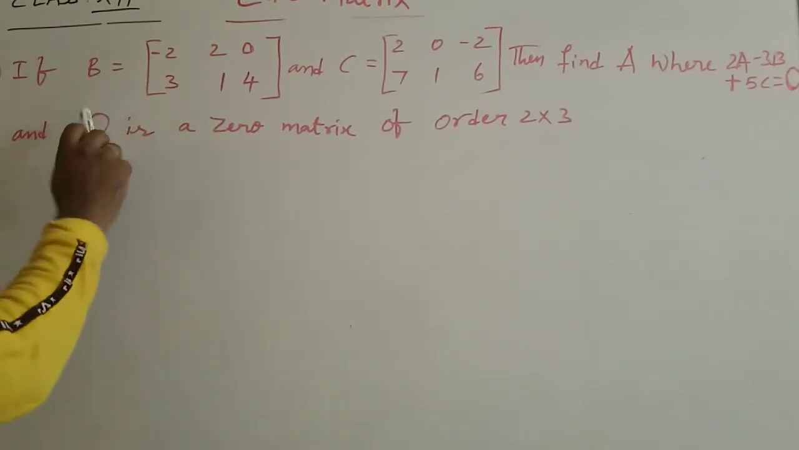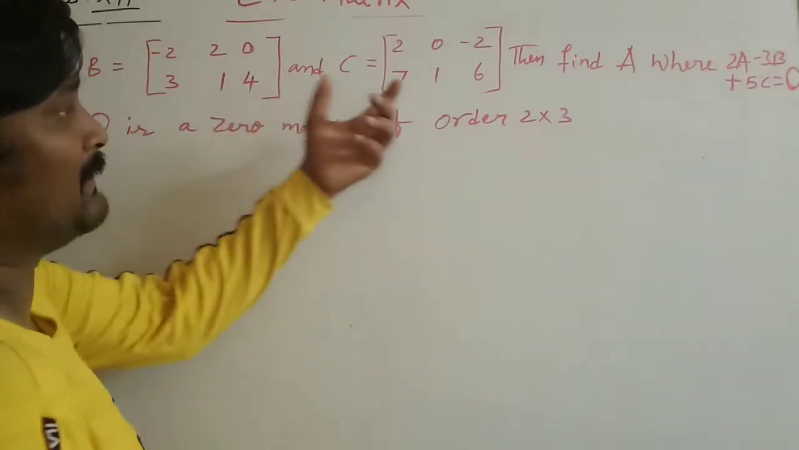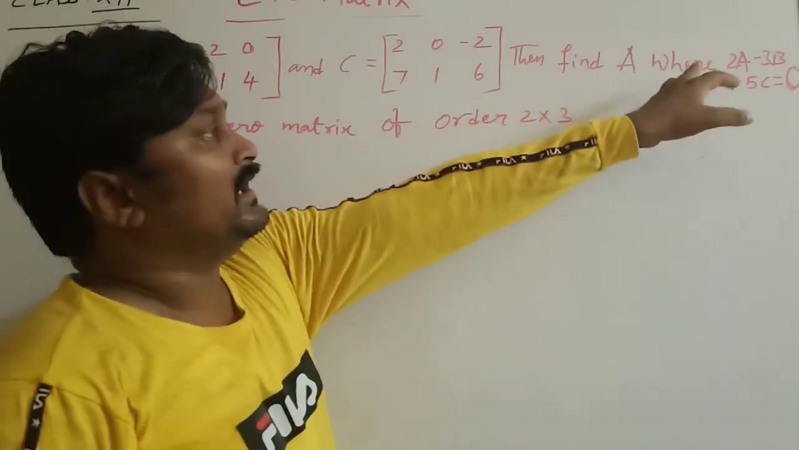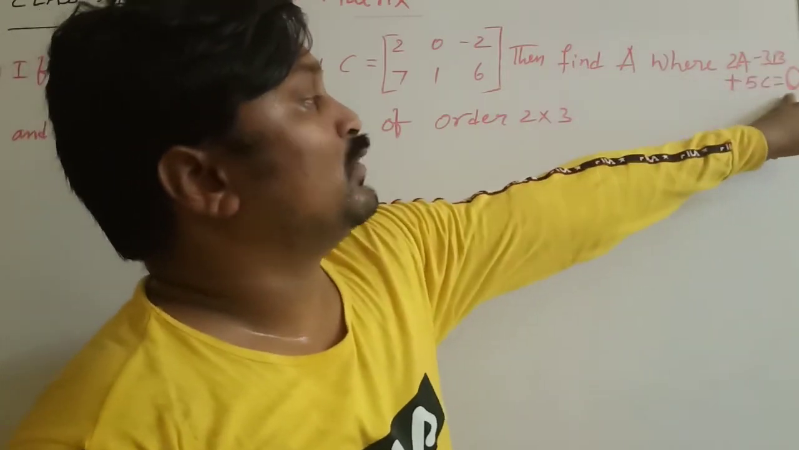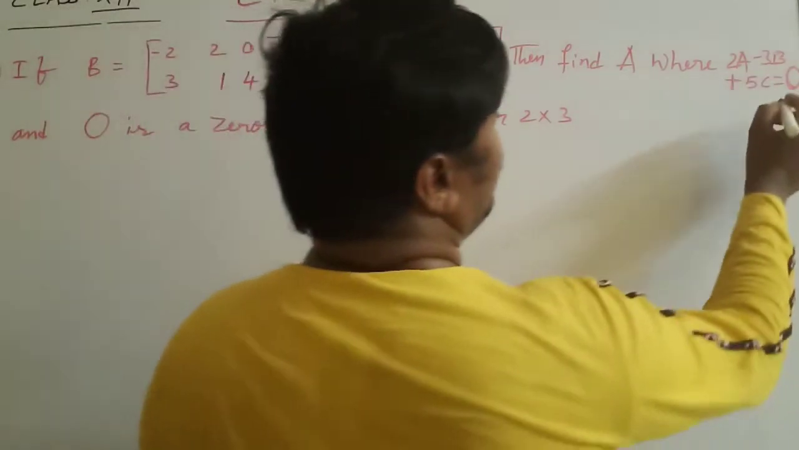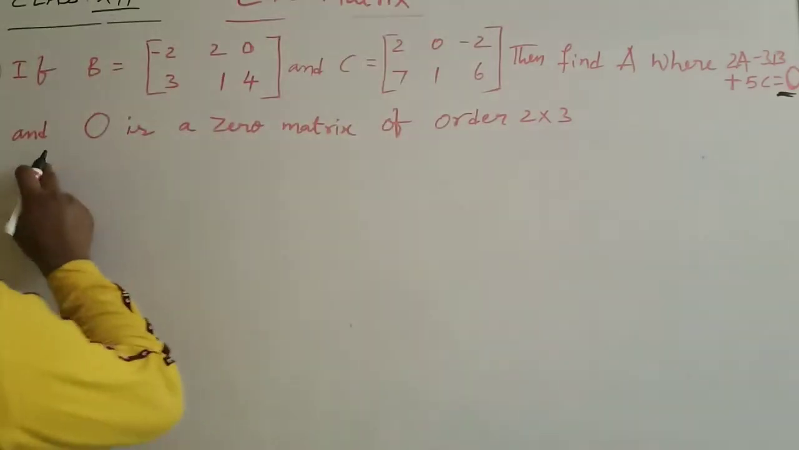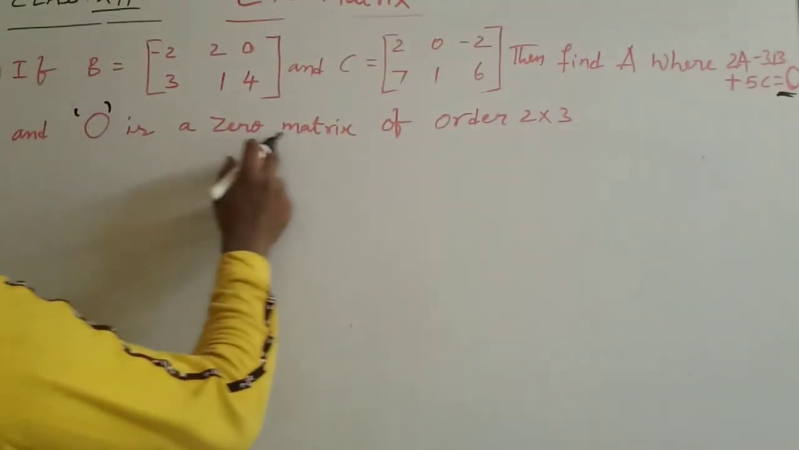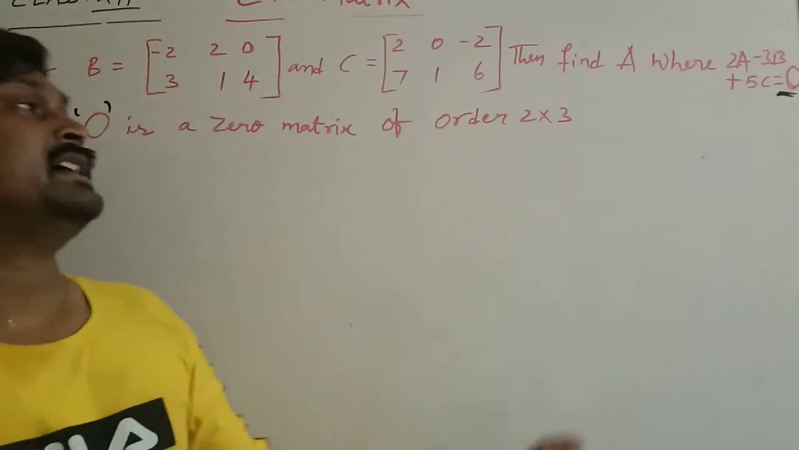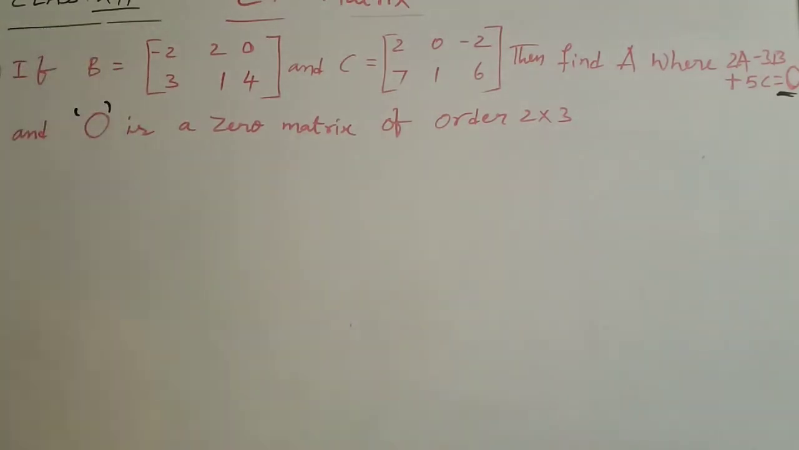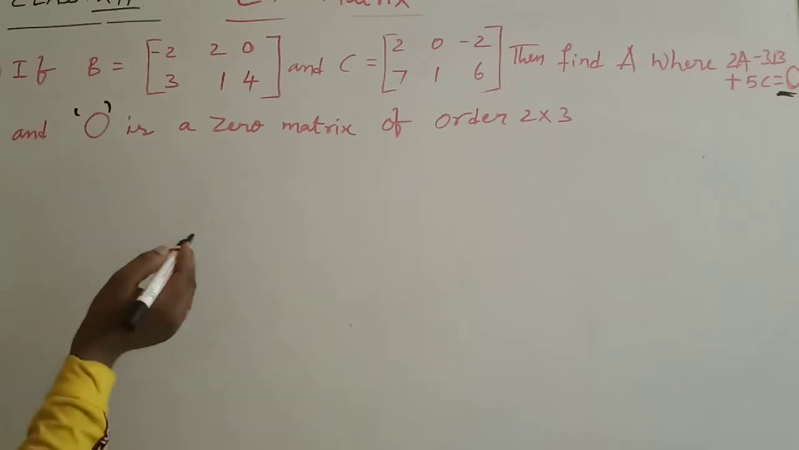If B and C are the given matrices, then find A, where 2A minus 3B plus 5C is equal to O. It is not 0, it is O, and this O is a 0 matrix of order 2 by 3. So here O is nothing but the 0 matrix. 0 matrix means all elements in the matrix should be 0. So let me write that equation and you can understand how to solve it.